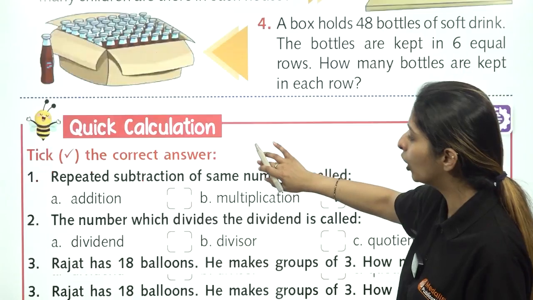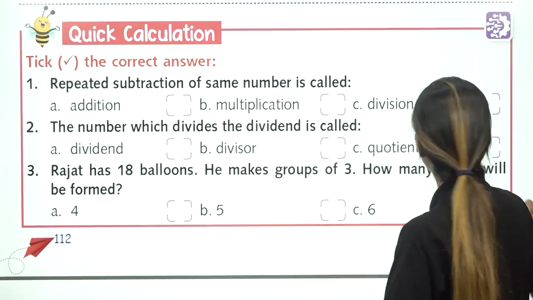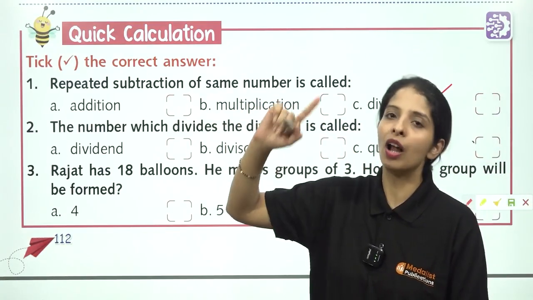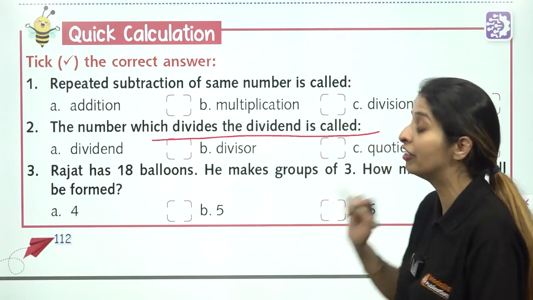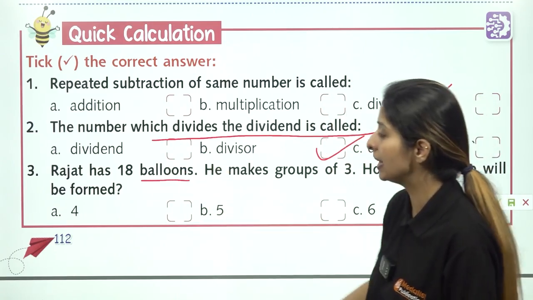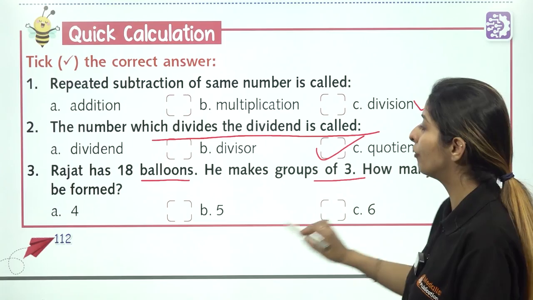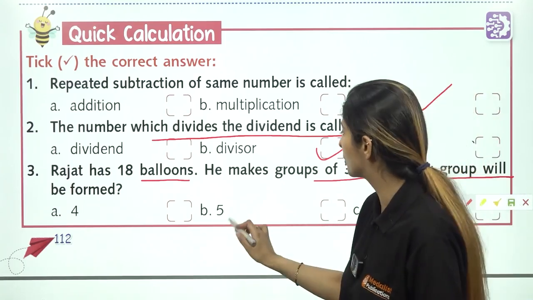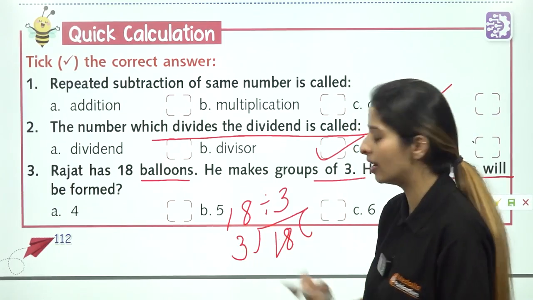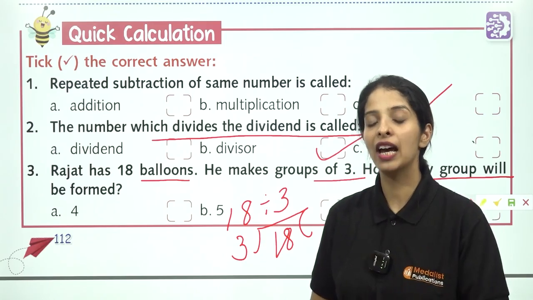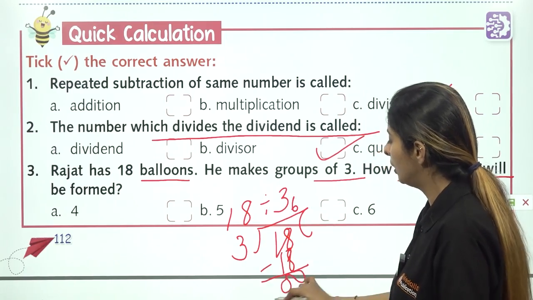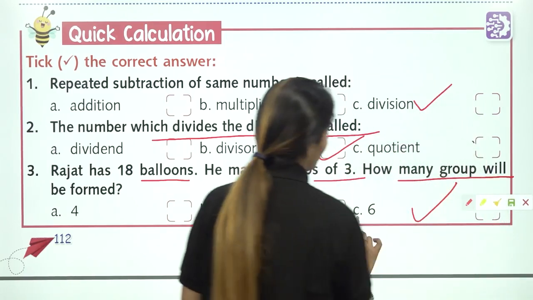Next, quick calculation is given to you. Repeated subtraction of the same number is called division, and repeated addition is called multiplication. The number which divides the dividend is called the divisor. Rajat has 18 balloons. He makes groups of 3. How many groups will be formed? So 18 divided by 3. Dividend, divisor, and start calling up the table of 3. 3 sixes are 18. So your answer will be 6, option C.